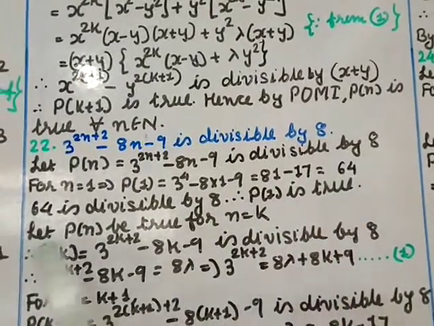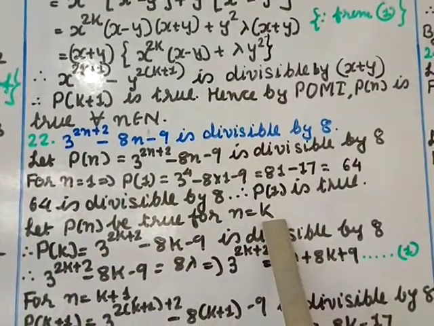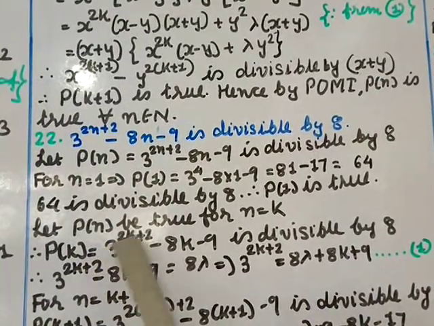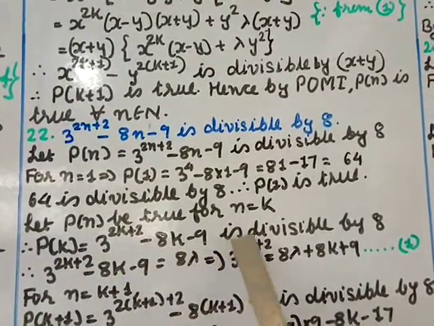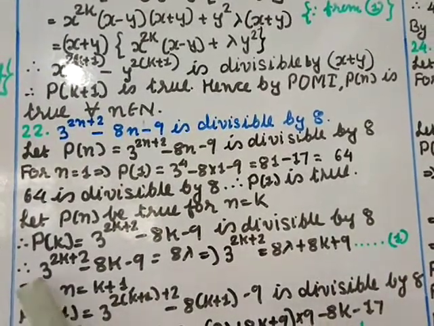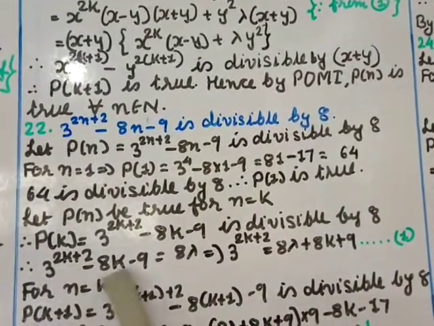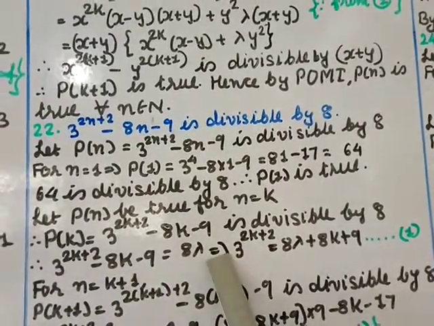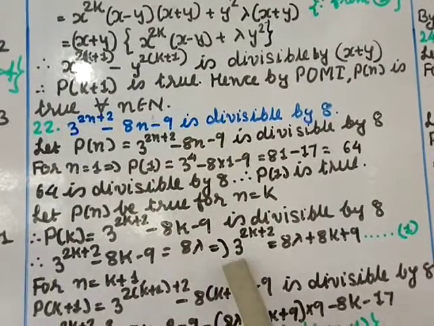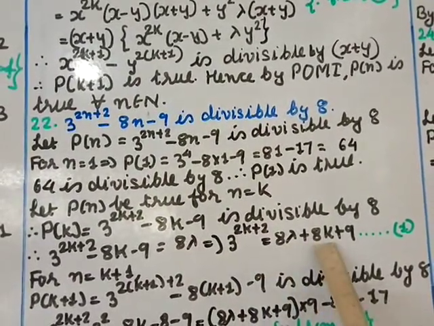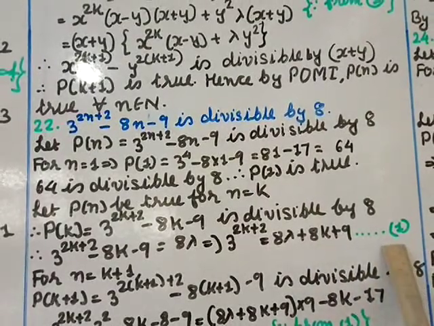Therefore P1 is true. Let Pn be true for n equal to k. So now instead of n, put k. So Pk is: 3 power 2k+2 minus 8k minus 9 is divisible by 8. This mathematically can be written as 3 power 2k+2 minus 8k minus 9 is equal to 8 lambda. These two terms transfer over here and become positive, and this remains here: 3 power 2k+2 equals 8 lambda plus 8k plus 9, call it equation 1.